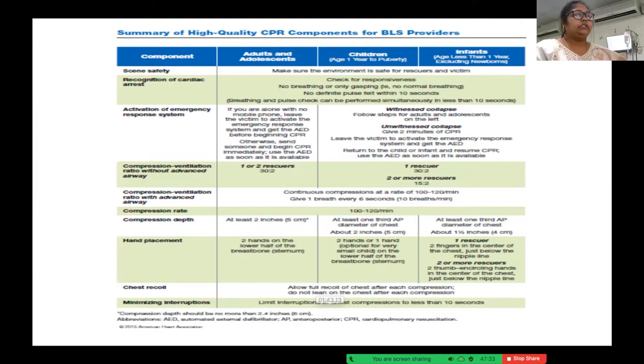Hand placement differs because in adults we can use the lower part of the breastbone, the sternum, as a fulcrum. We can use two hands or one hand, most probably 2 hands because adults will be bigger, but in children above 8 years, we can use 1 hand, usually on the lower half of the sternum. But in babies, it comes to the nipple area or one finger below the nipple area. So the children are in between. Allowing chest recoil is the same in all the age groups. And minimizing interruptions goes without saying that it should be less than 10 seconds.